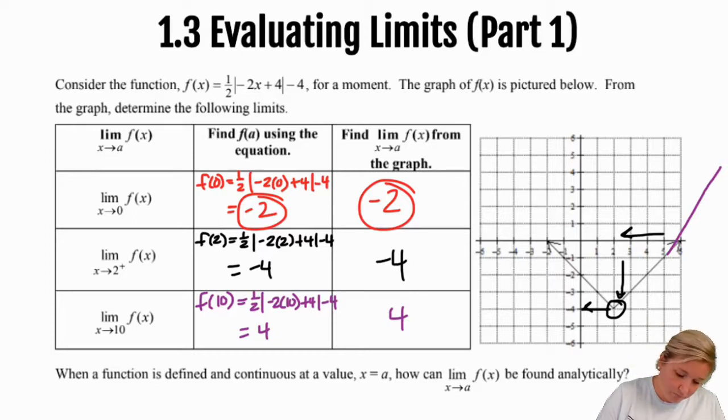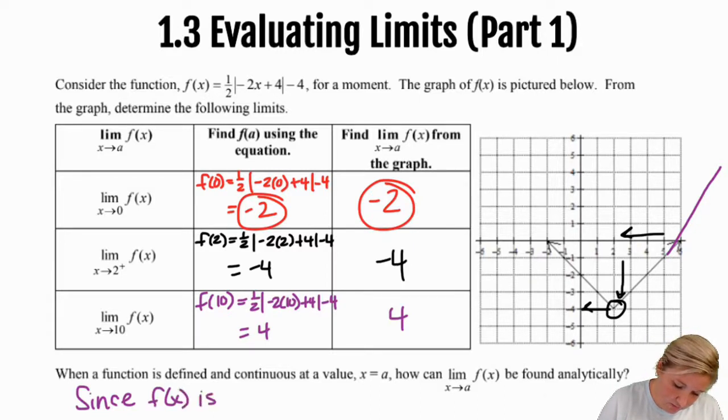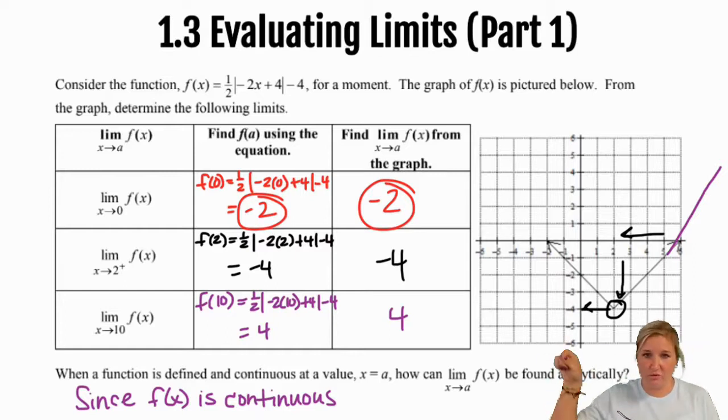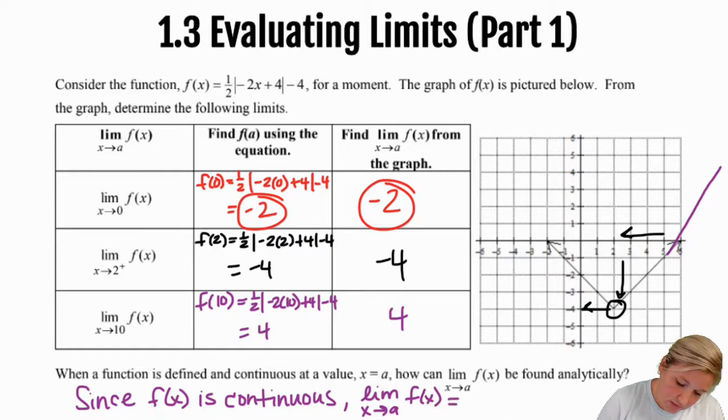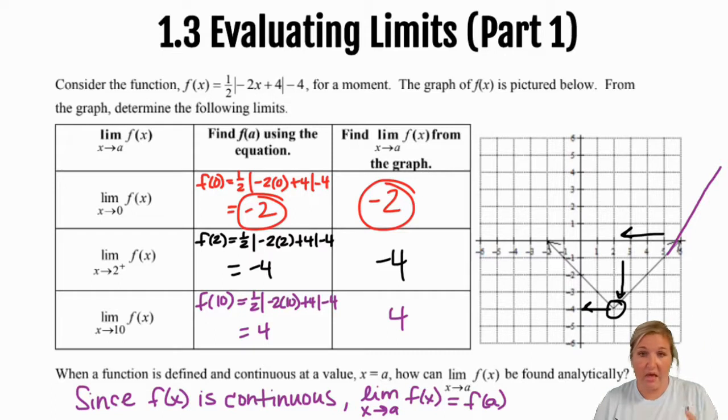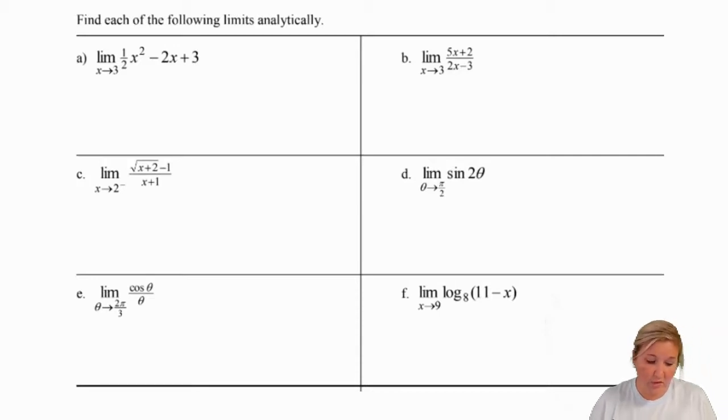Well, basically, since they told us that f of x is continuous, which, remember, continuous means that you don't ever pick up your pencil, then the limit as x approaches a of f of x is equal to f of a. So whatever this number is here has to be the same. I'm just going to plug that number into f of a and figure out whatever that is. That's going to be the limit. We're going to look at what this looks like and do some practice.